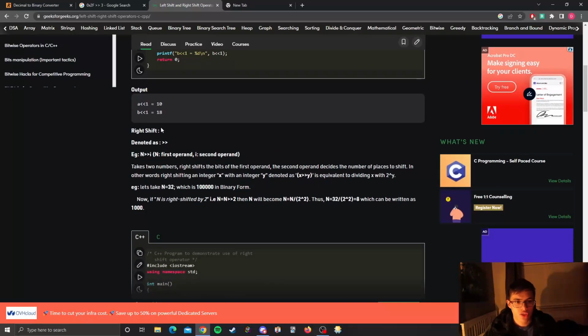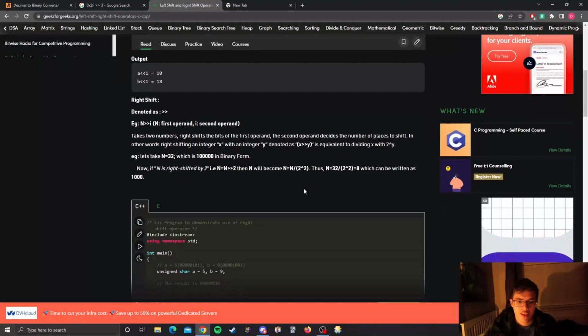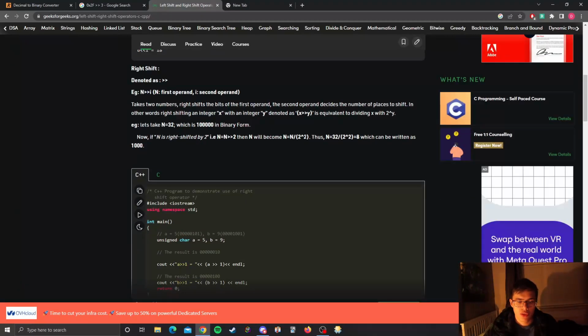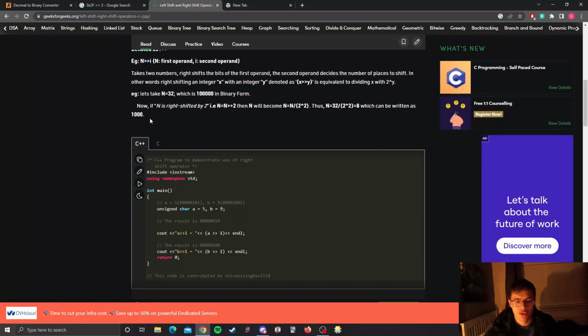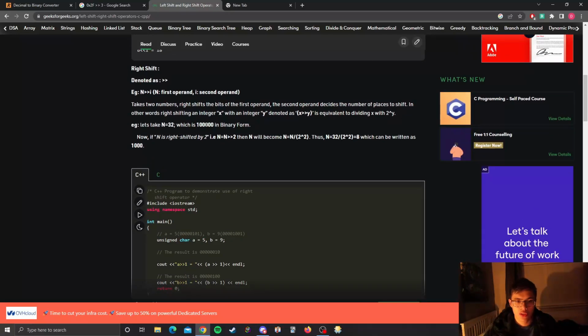Coming to the right shift, it's the opposite, where we divide instead. So they use n equals 32 and they want to right shift it by 2, so n divided by 2 to the power of 2, which gives you 8, and this can be written as 1000. Well, what you may be thinking, so I was doing some practicing here.